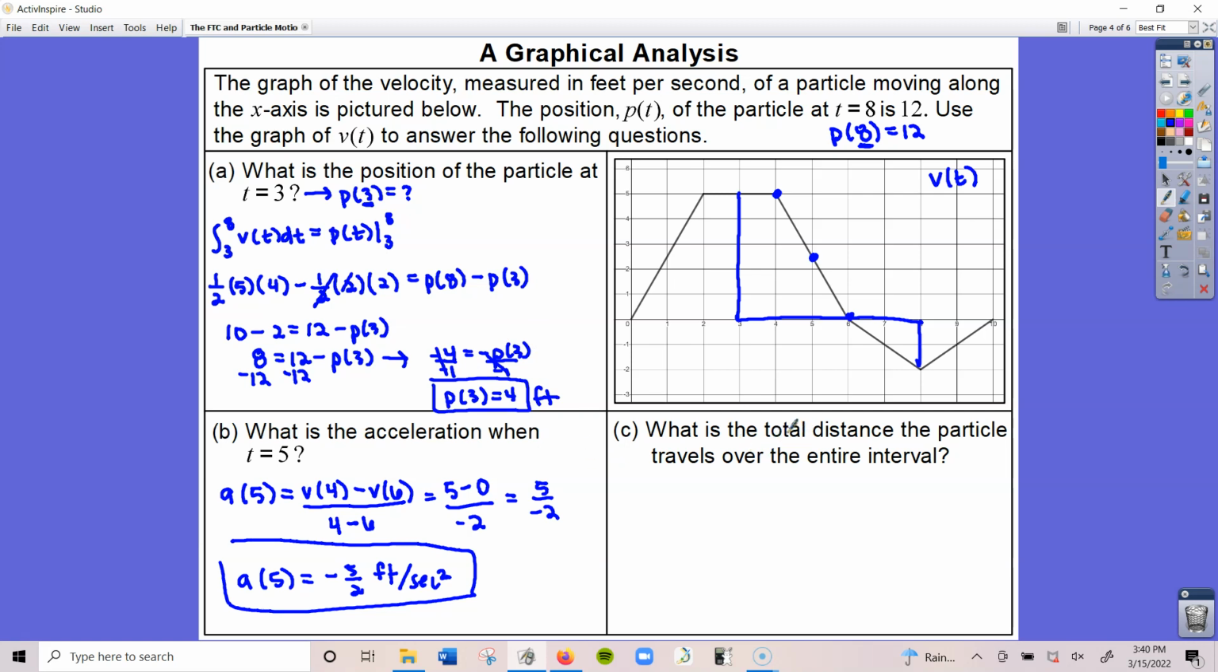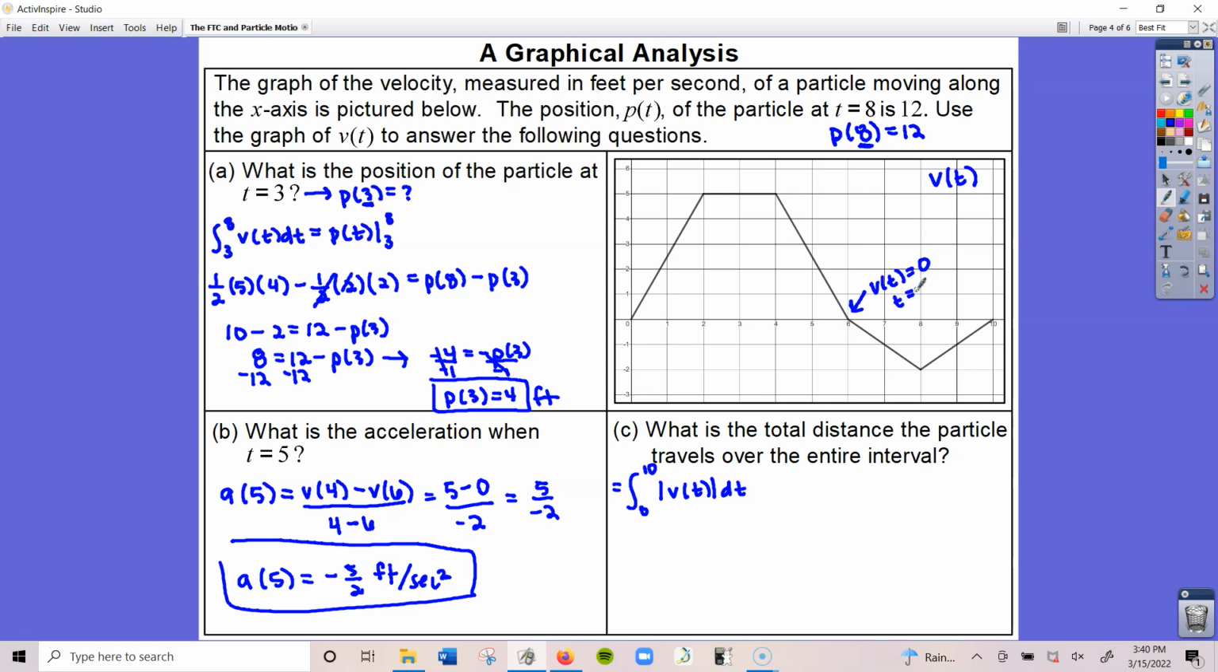Now for the total distance. What is the total distance a particle travels over the entire interval? So that means we're looking at the entire graph, not just that section. So this is going to equal the absolute value of the integral from 0 to 10 of the absolute value of v of t dt. So what that means is that I need to split it up. You can see that here my v of t is equal to 0.